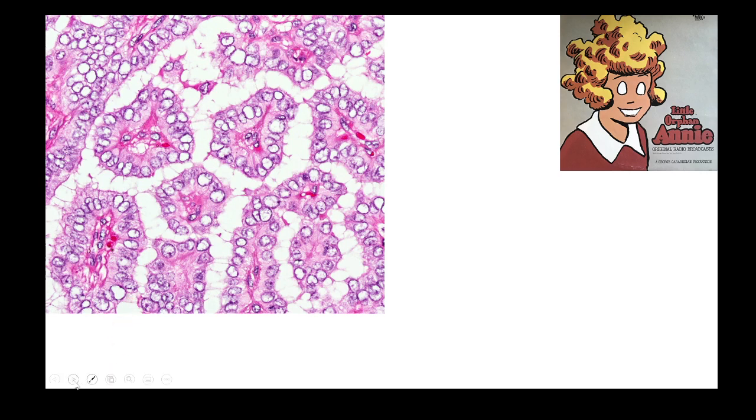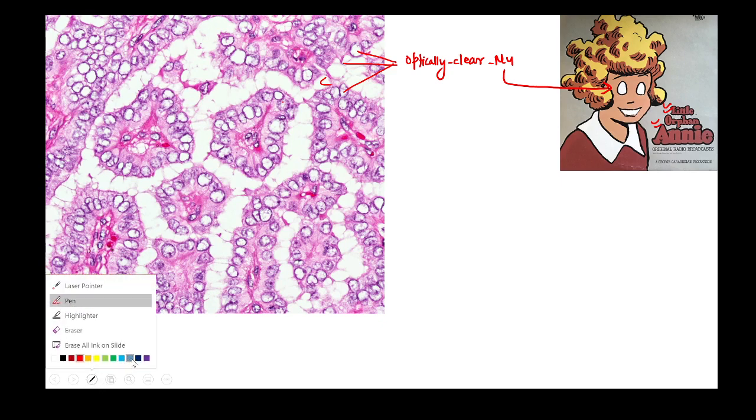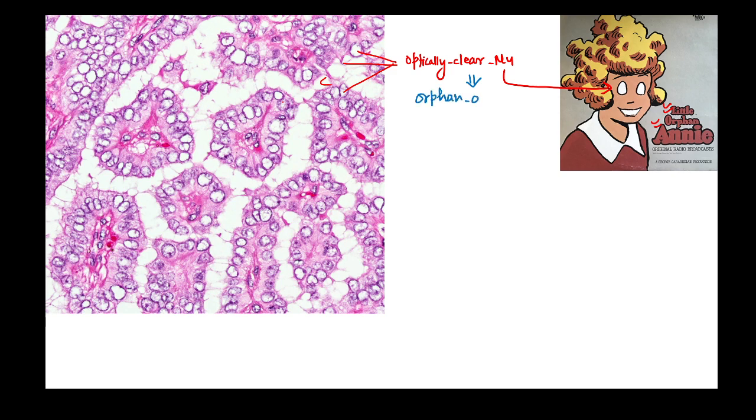So you can see a beautiful picture where you can notice so many optically clear nuclei. Now in this picture you can see there are many optically clear nuclei. So I'm just marking some of them, right? You can see this one, and this one is a perfect example of optically clear nuclei, right? And you can see this is the cartoon character, which is Orphan Annie. So that is why it is also called Orphan Annie eye appearance. So now you understood this optically clear nuclei is resembling an Orphan Annie. That is why it is also known as Orphan Annie eye appearance, right?